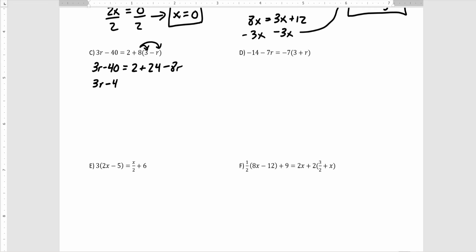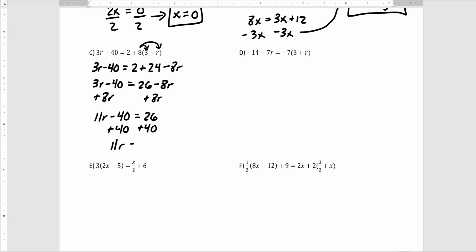Combine my like terms. On the right side, 2 plus 24 is 26 minus 8r. All right, so I'm going to add 8r to both sides here. Add 8r. 3r plus 8r is 11r minus 40 equals 26. Got to get that number on the other side, so I'll add 40 to both sides.